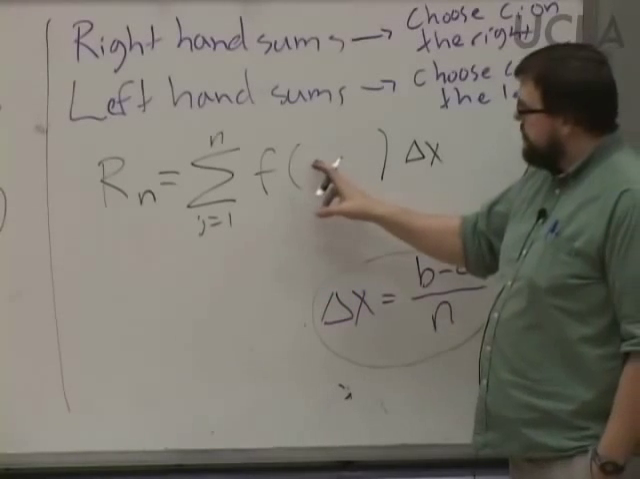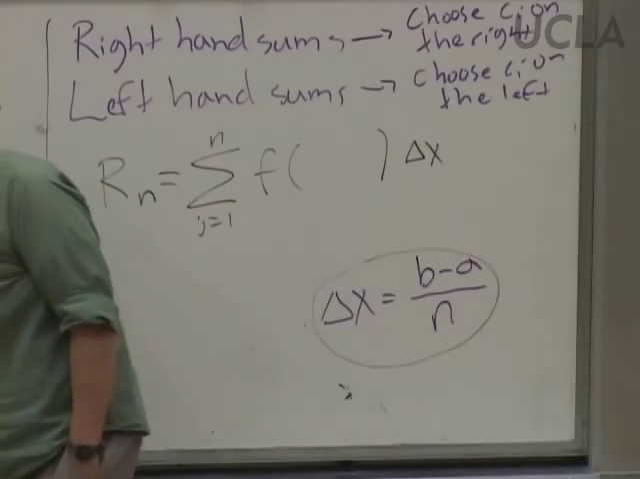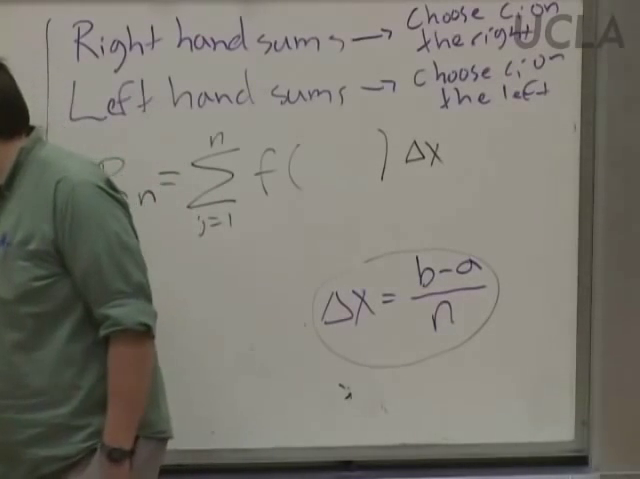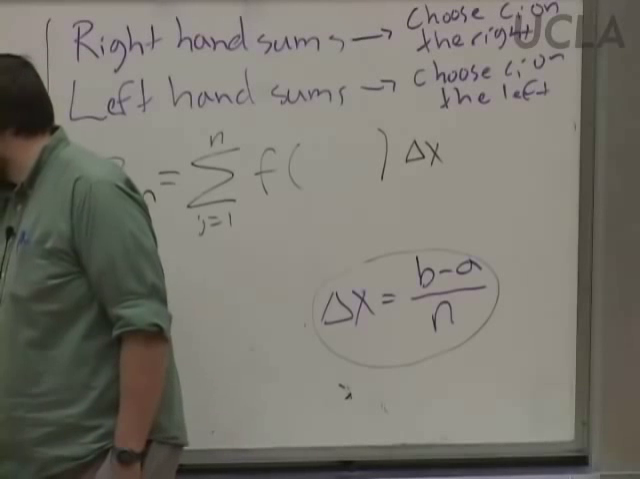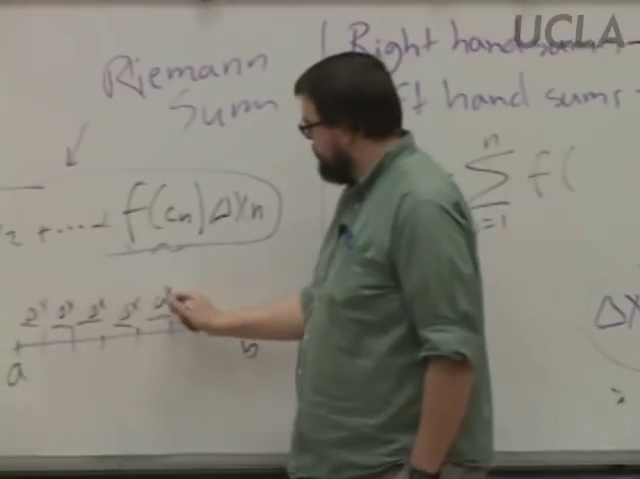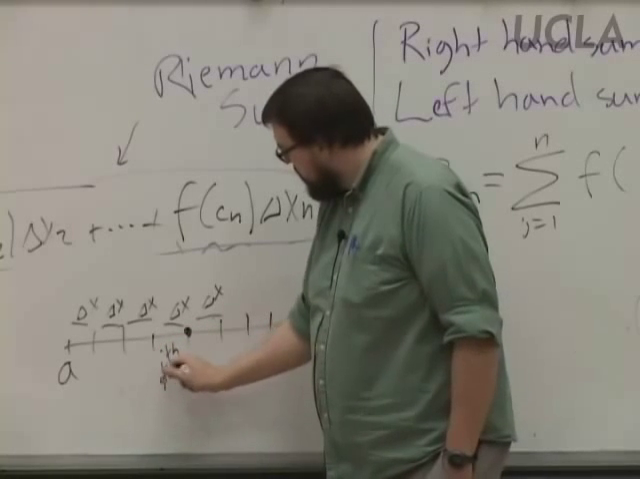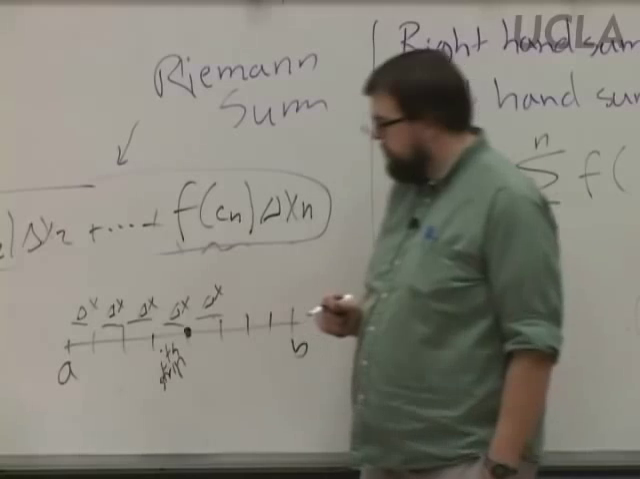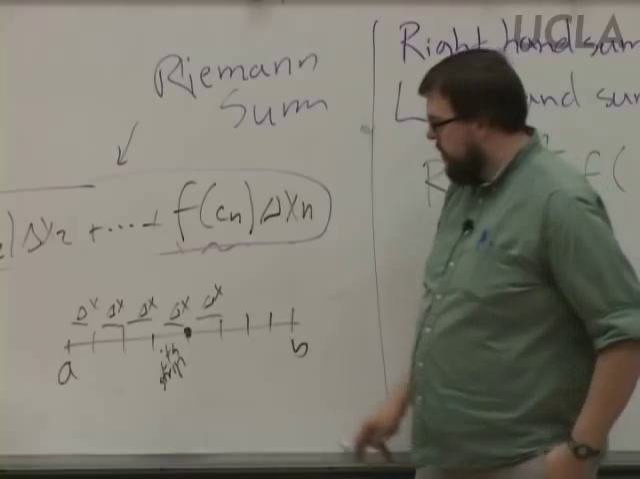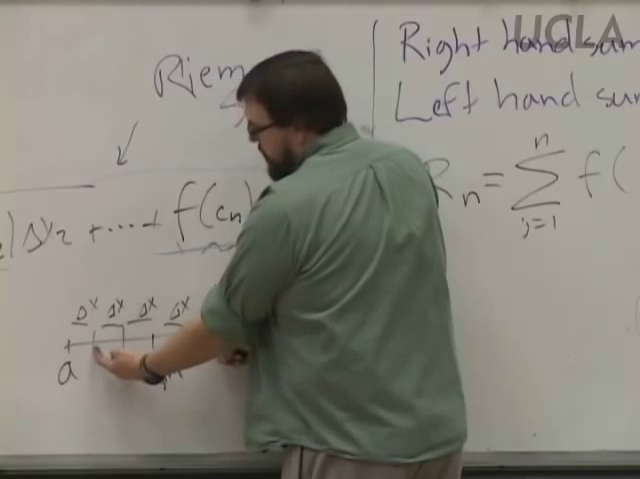Now, what goes inside here is the tricky part. If I think of what I'm doing, I have here a, here's b, and I divide it up equally into n strips. Each one has width delta x, and so forth and so on. So suppose I want to find the coordinate of this, my ith strip here. Where is it located? Well, let's think of it. I started here at a, and then I went delta x once.